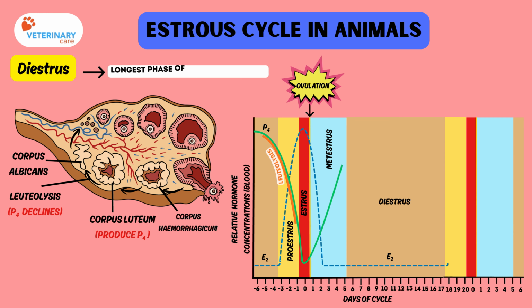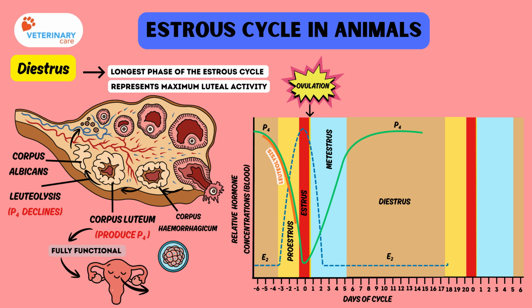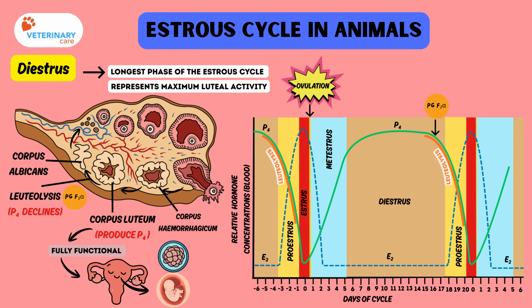Diestrus is the longest phase of the estrus cycle and represents maximum luteal activity. The corpus luteum is fully functional and secretes high levels of progesterone, which prepares the uterus for embryo implantation and pregnancy. Females do not show estrus behavior during diestrus. If pregnancy occurs, the corpus luteum is maintained and progesterone remains high. If pregnancy does not occur, prostaglandin F2-alpha causes luteolysis, progesterone levels fall, and the cycle returns to Proestrus. On the graph, diestrus appears as a sustained progesterone plateau with low estradiol levels.